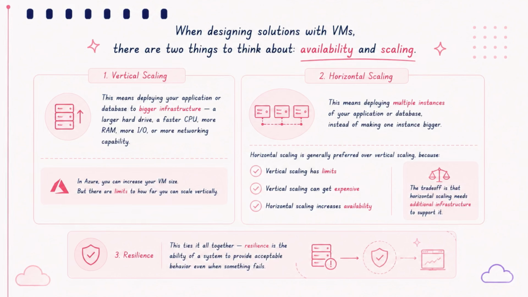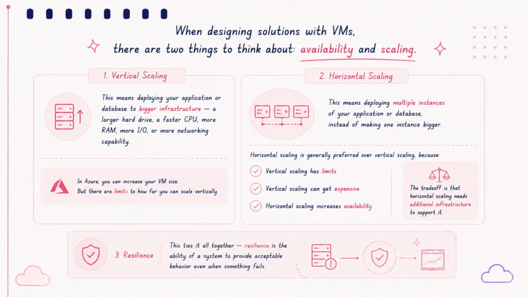When designing solutions with VMs, there are two things to think about: availability and scaling. Vertical scaling. This means deploying your application or database to bigger infrastructure: a larger hard drive, a faster CPU, more RAM, more I/O, or more networking capability. In Azure, you can increase your VM size, but there are limits to how far you can scale vertically.